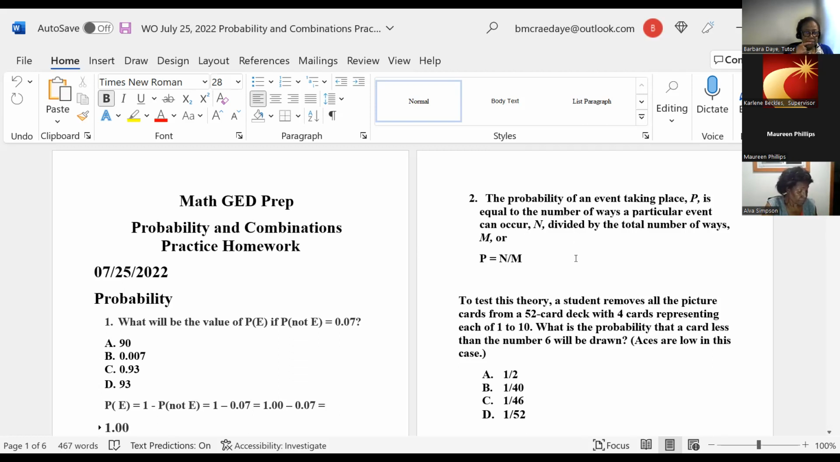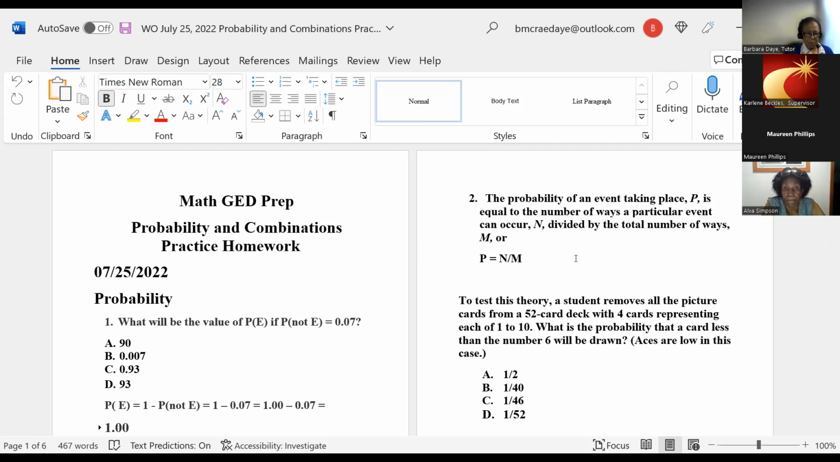The probability of an event taking place: P is equal to the number of ways a particular event can occur, N, divided by the total number of ways, M. So P equals N divided by M. Okay.